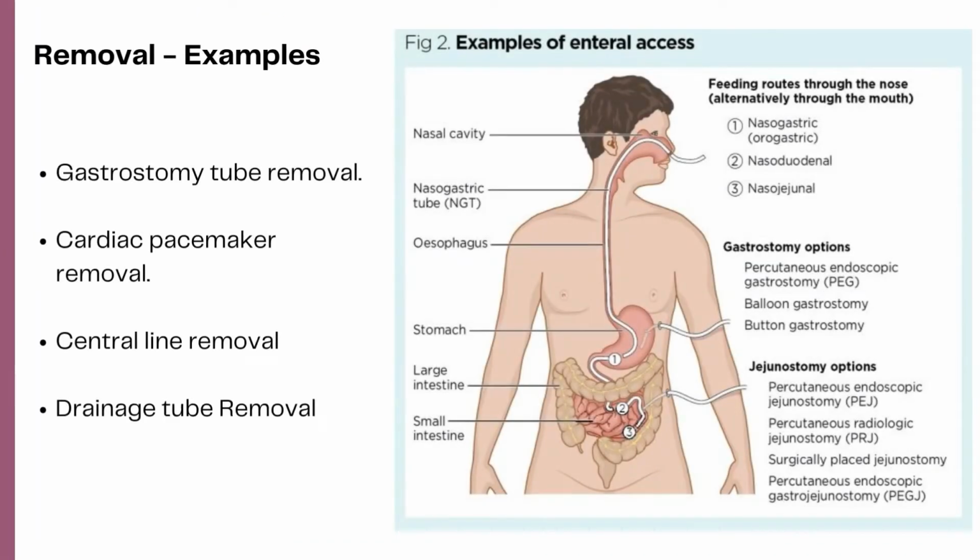These are examples of procedures which are coded under the root operation removal: gastrostomy tube removal, cardiac pacemaker removals, central line removals, and drainage tube removals. So basically, removing any device falls into this root operation.